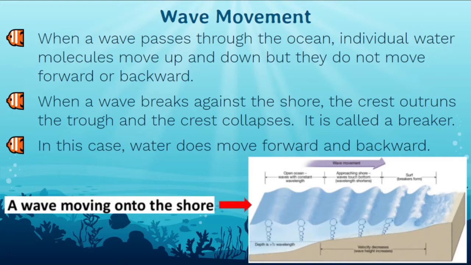The only time we actually get water moving backwards and forwards is when a wave breaks. So when a wave breaks against the shore, the crest outruns the trough and the crest collapses, and we call this a breaker. And this is really the only case in which water actually moves forward and backwards. Otherwise, water molecules are just moving up and down, and the energy is moving forwards.